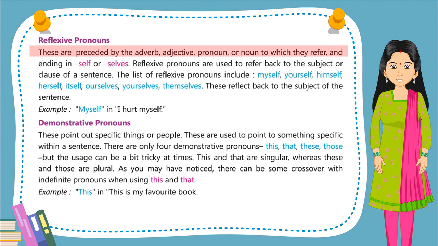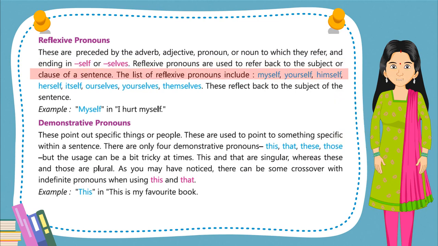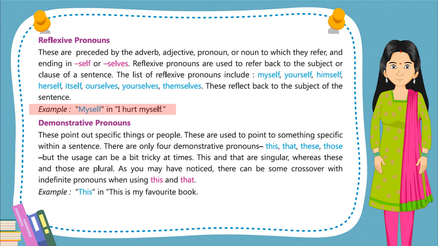Reflexive pronouns. These are preceded by the adverb, adjective, pronoun or noun to which they refer, and end in "self" or "selves." Reflexive pronouns are used to refer back to the subject or clause of a sentence. The list of reflexive pronouns includes myself, yourself, himself, herself, itself, ourselves, yourselves, themselves. These reflect back to the subject of the sentence. Example: "myself" in "I hurt myself."